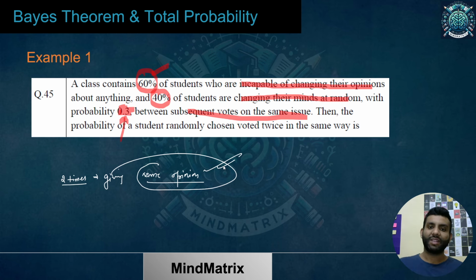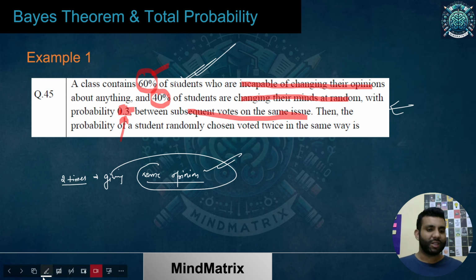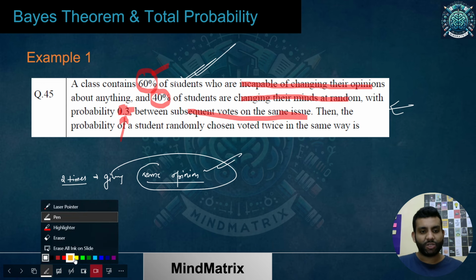Now here is the thing. If that student is giving the same opinion, there are two possibilities. Either that student was one of those who stick to their opinion, or that student was one who may change their opinion, but with a probability of only 0.3, 30% of the times. So 70% of the times they do not change. So maybe the student picked was someone who may change, but did not change his opinion. So both things can happen. How do we solve this problem? It is very simple. Let me write a proper expression to find it out.